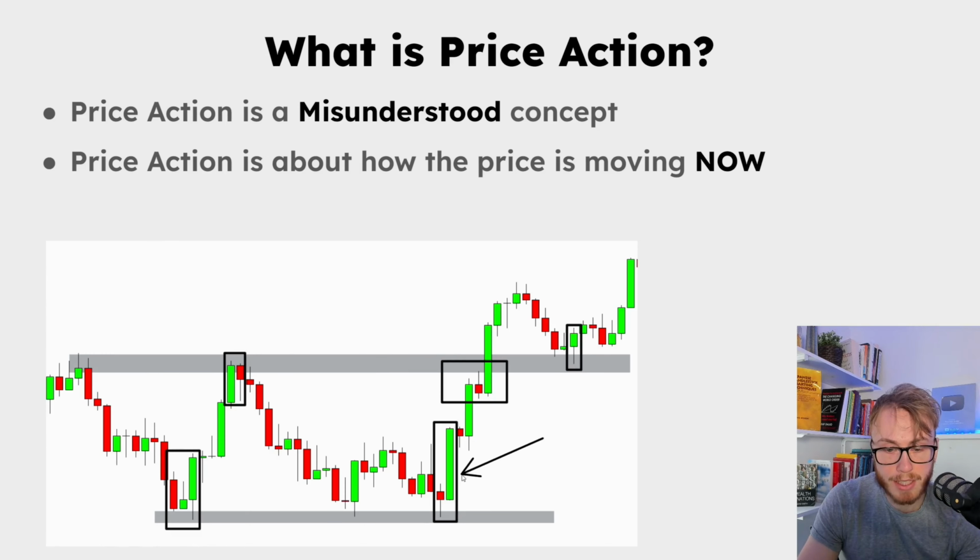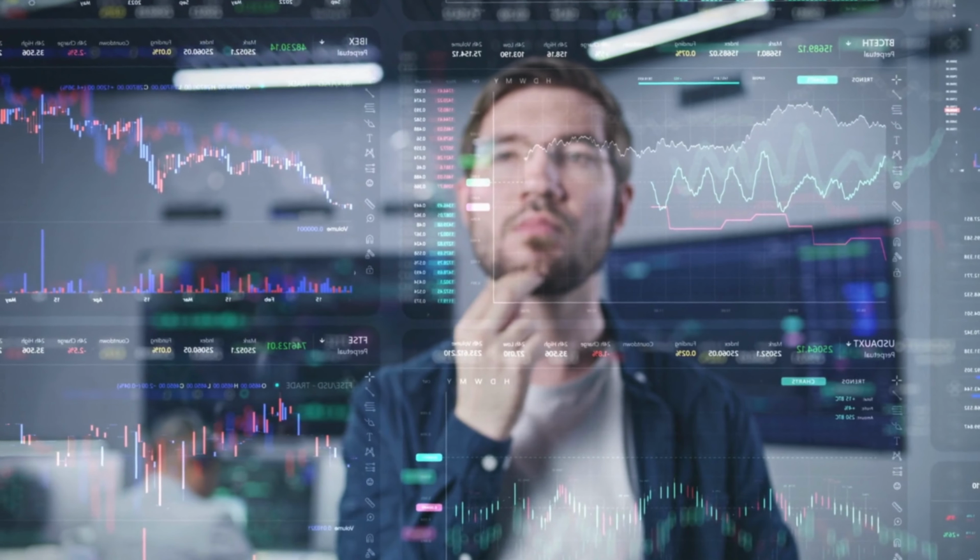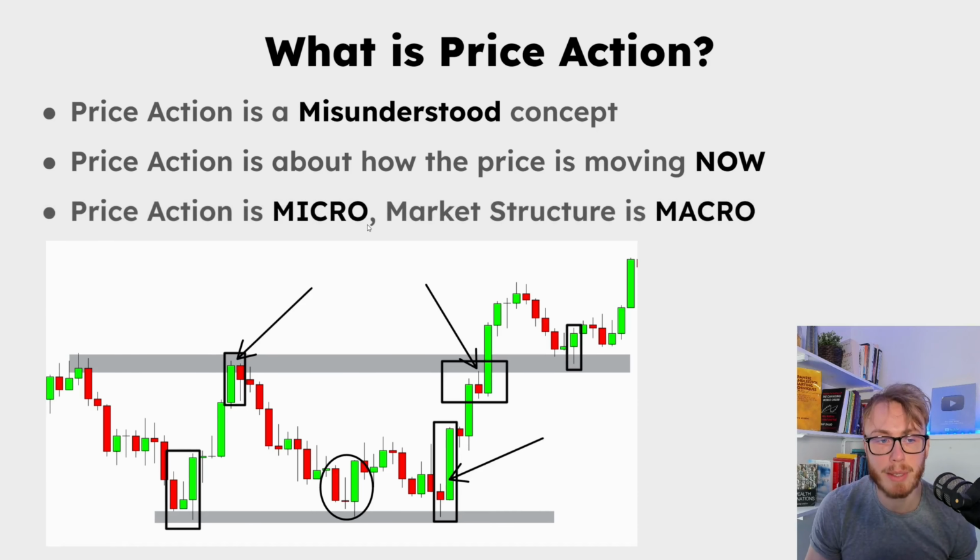So for example, if you take a look at this reaction right here of support, you can see that it's very different compared to this reaction right here. And this reaction of resistance is very different from this little reaction right here. And price action is about understanding these small details and how we can use these details to make better trading decisions. And this right here is very important.